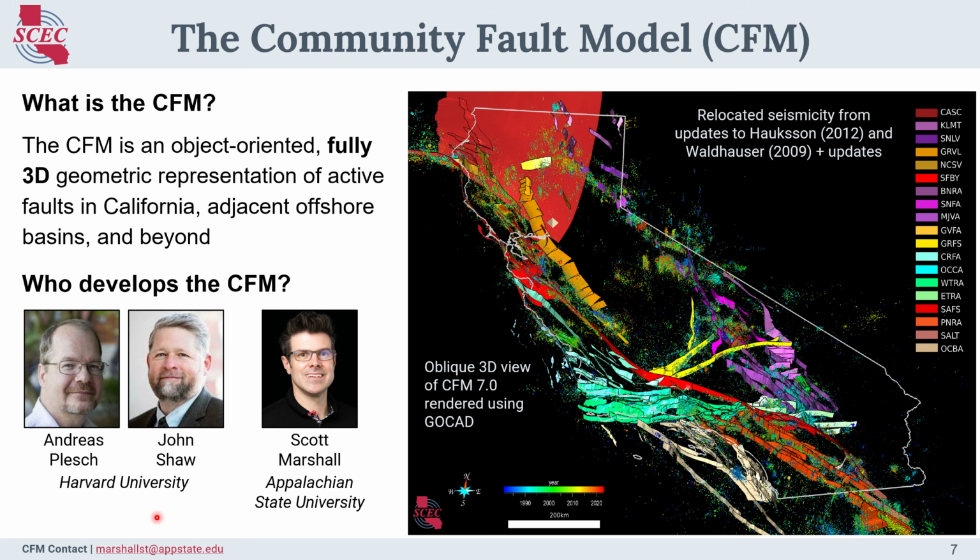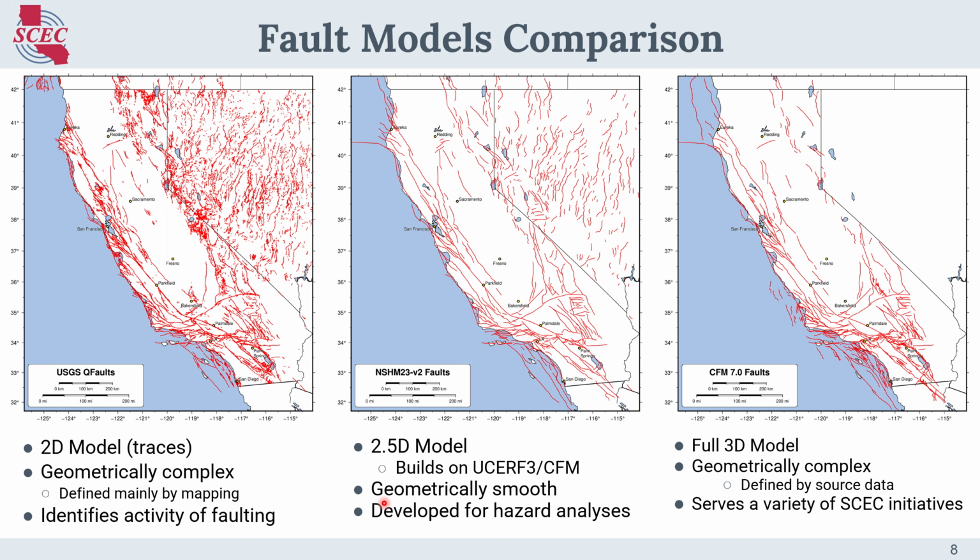You see a rendering here of the full three-dimensional model with some seismicity. We are not the only fault model in California or even the Western US. The most commonly cited models are the Q-faults database, which is now being passed on to different states. This is the Quaternary Fault and Fold database, and you'll see that there are a lot of faults in it. The National Seismic Hazard Model has a simplified 2.5D model, and then the SCEC Community Fault Model is a full three-dimensional representation of faults.